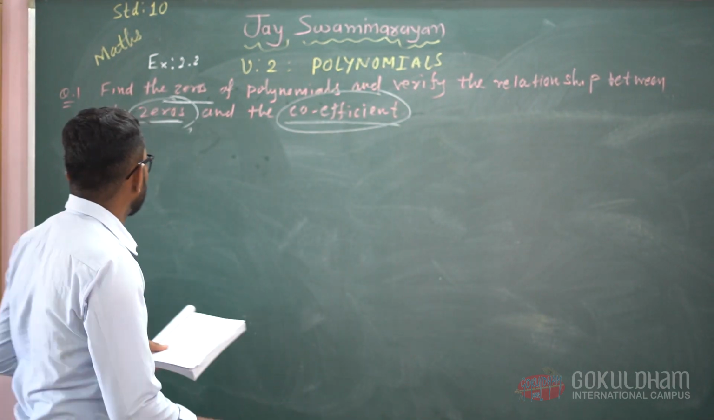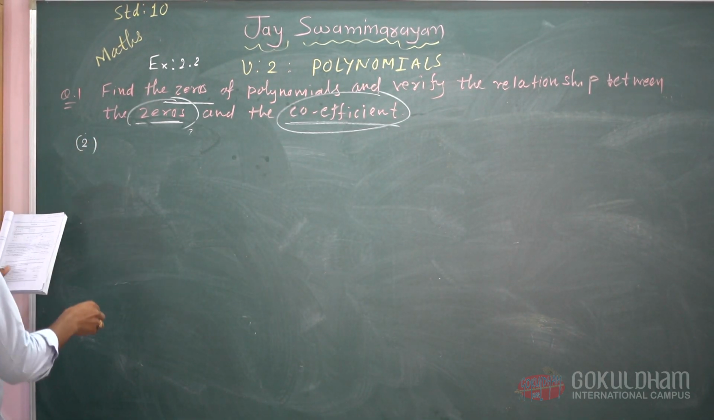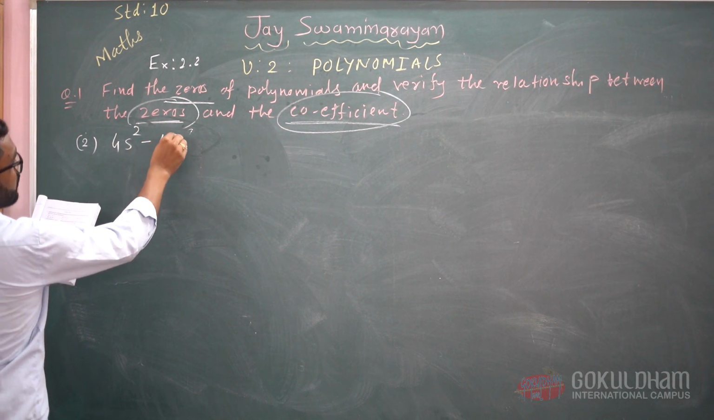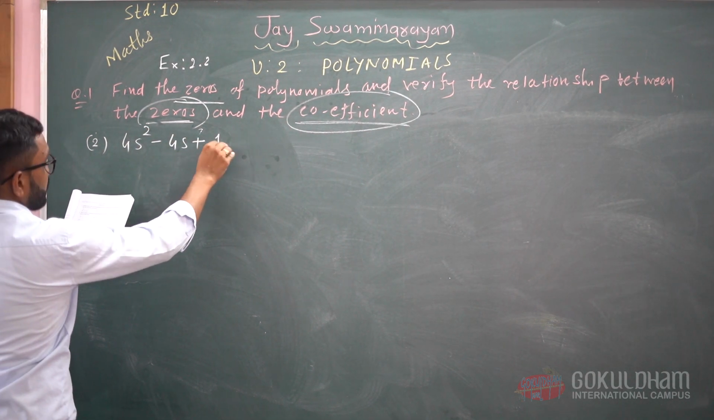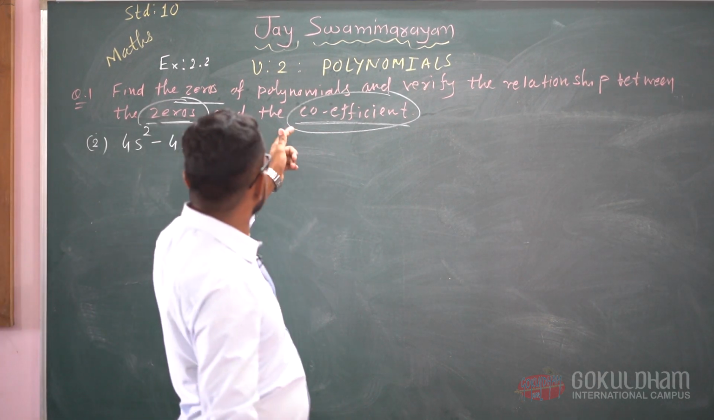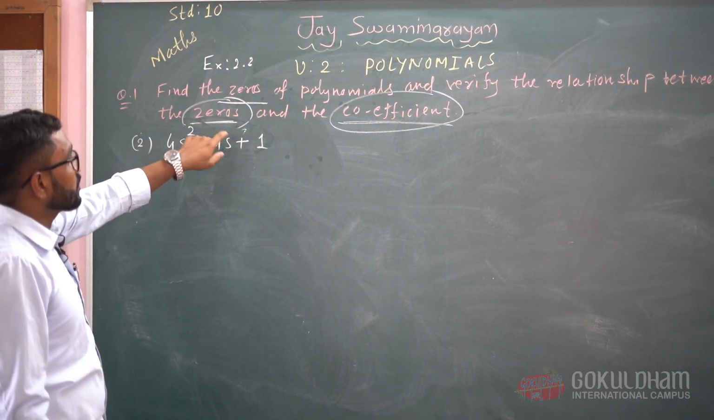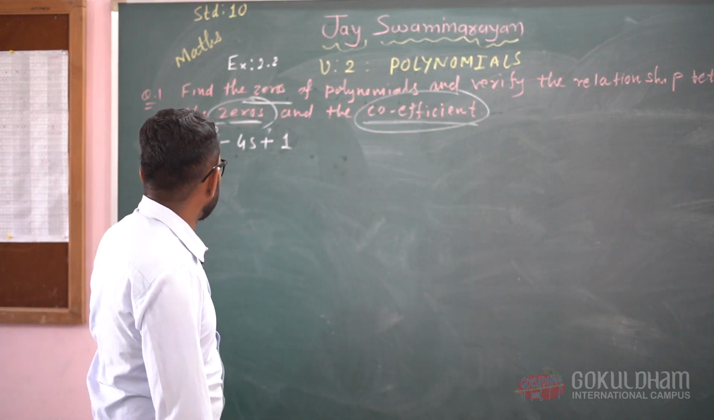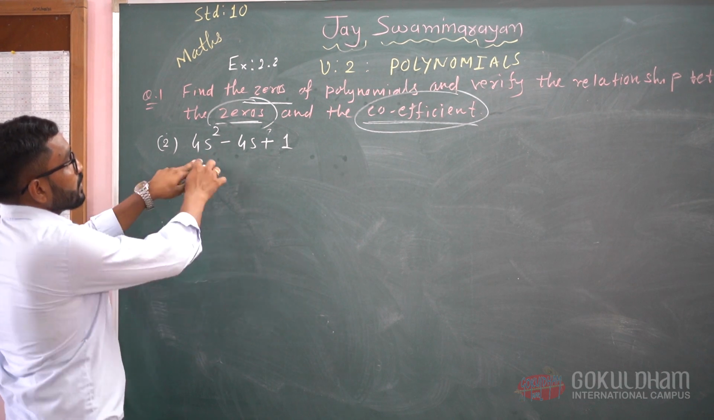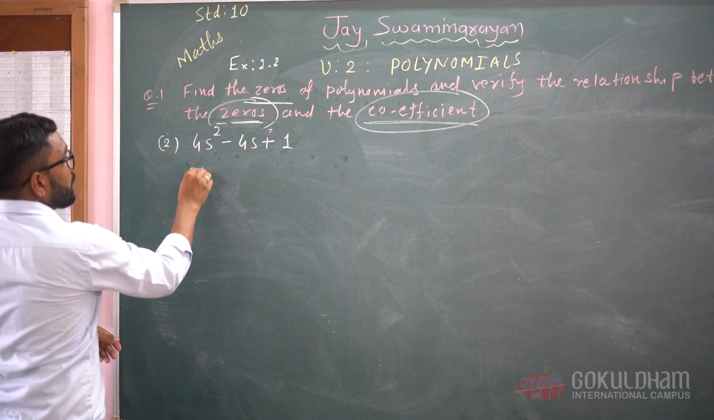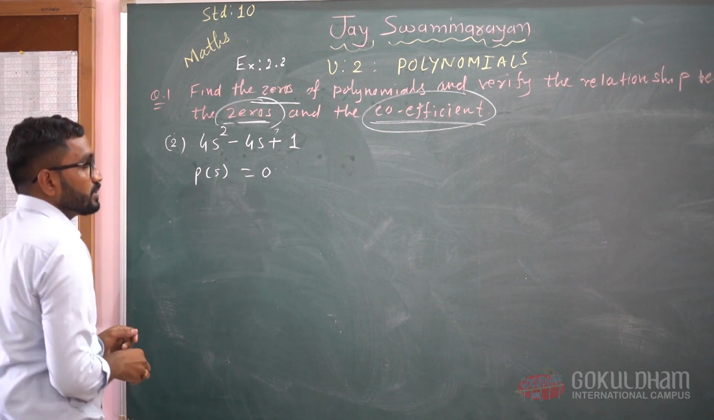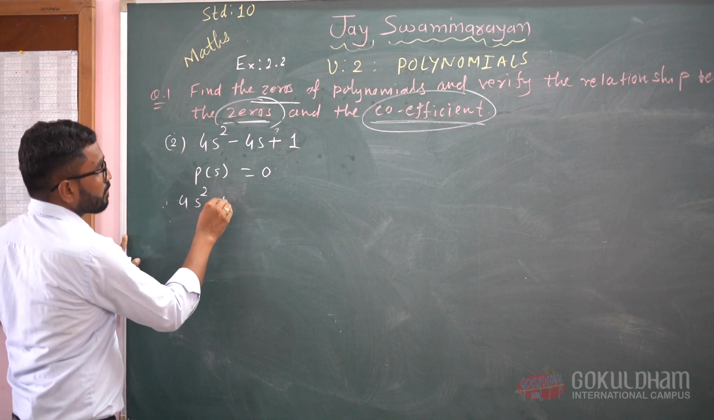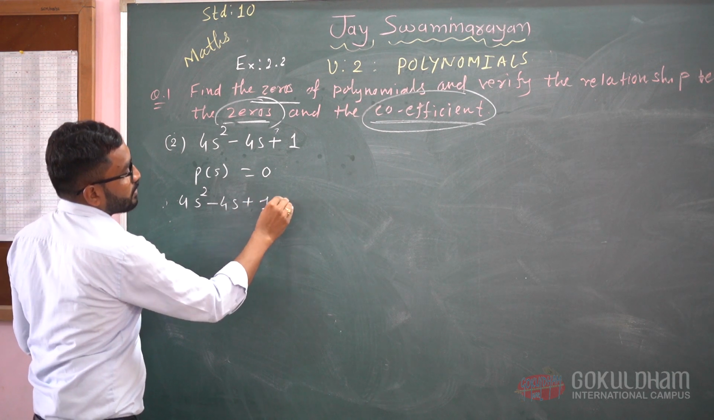Now our second example, question number 2: 4s square minus 4s plus 1. Again our first step is to find the zeros of this polynomial, and then the coefficients and the relation. Here the polynomial is given in the form of p of s equal to 0. Therefore 4s square minus 4s plus 1 equal to 0.